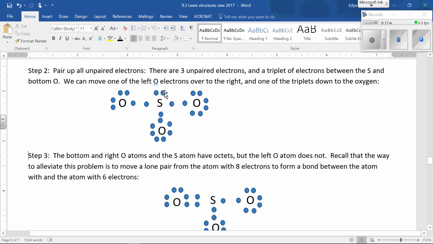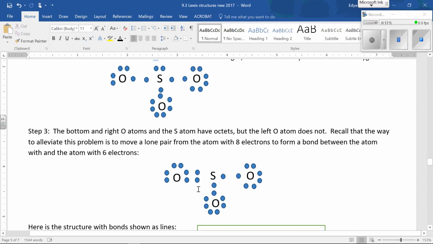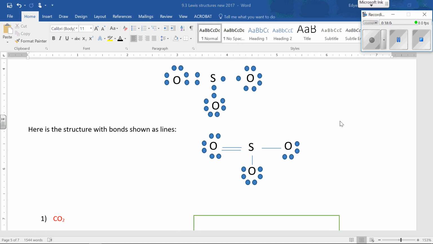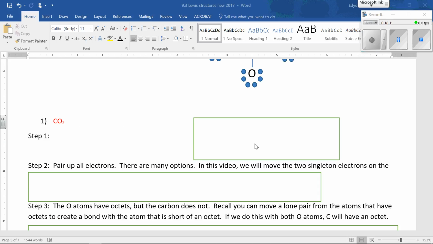We're going to take these 2 electrons and put them over here so that now the sulfur still has its octet, and then we're giving oxygen 2 more. So now this oxygen has an octet. Sulfur has an octet. This oxygen has an octet, and this oxygen has an octet. And this is what this would look like with the lines instead of all of the little dots for electrons.